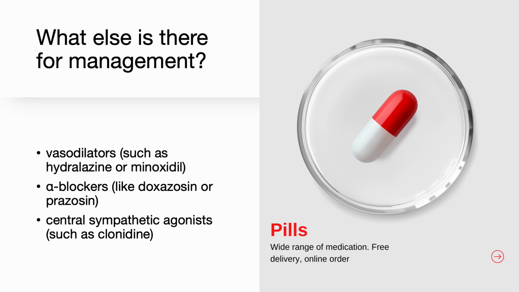If additional blood pressure control is required, or if the patient cannot tolerate the primary treatment options, other medications to consider include vasodilators such as hydralazine or minoxidil, alpha blockers such as doxazosin or prazosin, or central sympathetic agonists such as clonidine.